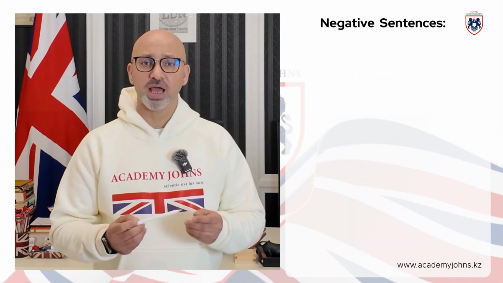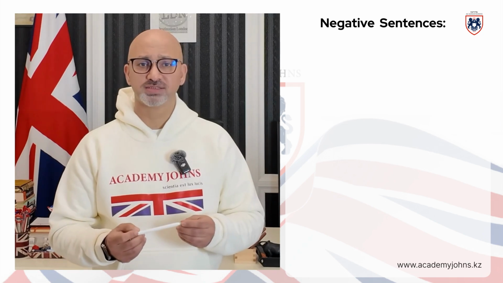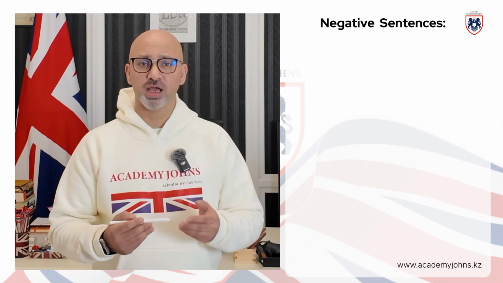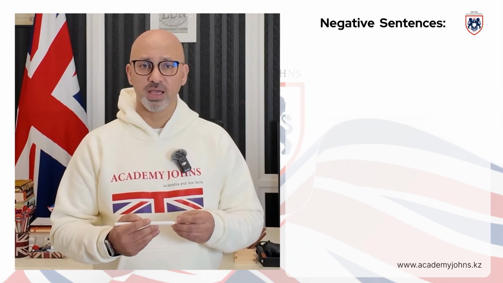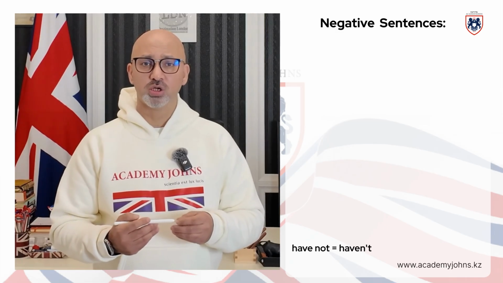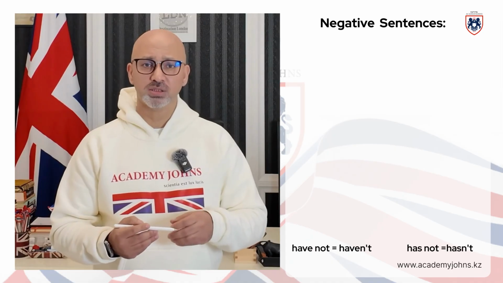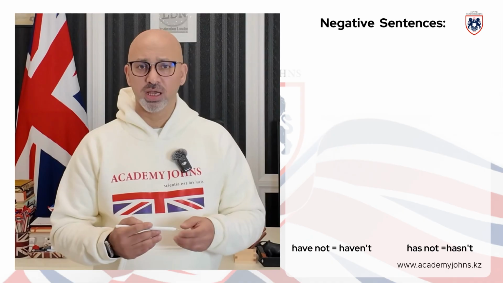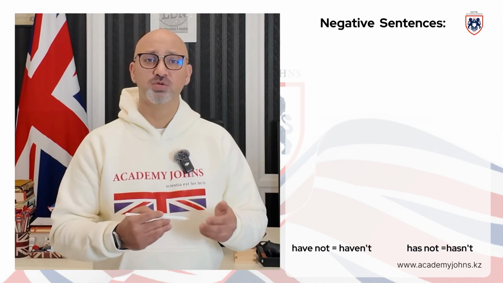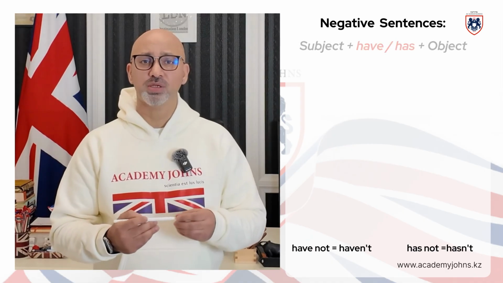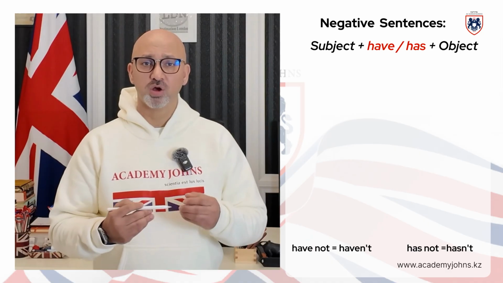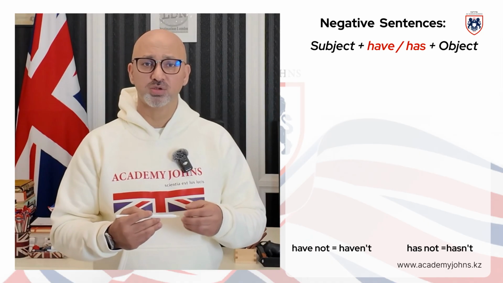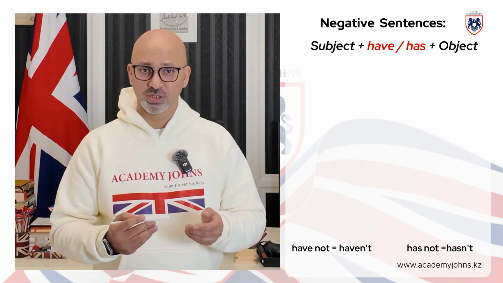Let's learn further how to make negative sentences. We add not to have or has, and it becomes have not or haven't, has not or hasn't. Now let's look at the structure for a negative sentence. Begin with the subject, then add have not or has not based on the subject, then add the object.